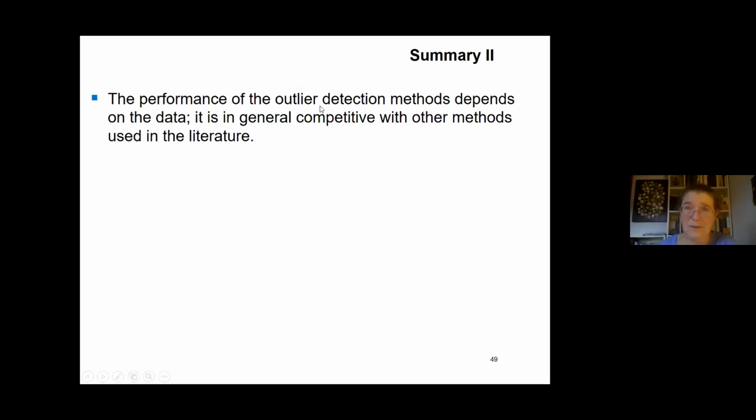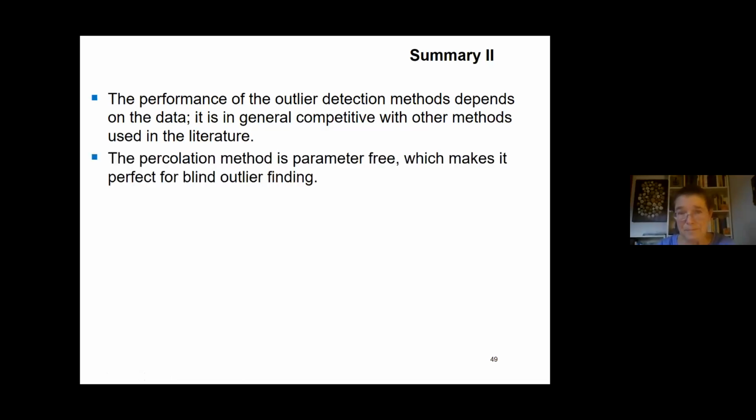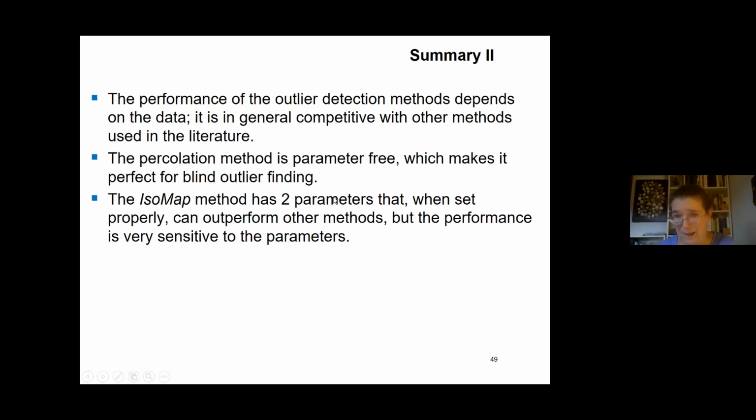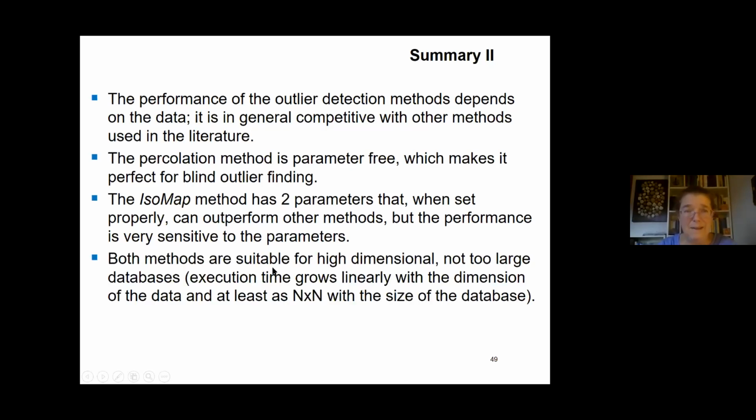So to summarize, the second conclusion is that the performance of the outlier detection methods depends, of course, on the data, but the ones that we have proposed are competitive in comparison to other methods. The big advantage of the percolation method is that it is parameter-free. I didn't have time to explain the other method, but it has 2 parameters that when we set them properly, we can outperform any of the other methods that we have compared. But these 2 parameters have to be set properly, and they are suitable for high dimensional databases that are not too large. So the elements of the database are high dimensional, like images, but the database cannot be too large because the execution time grows linearly with the dimension of the data, and at least as n times the size of the database.